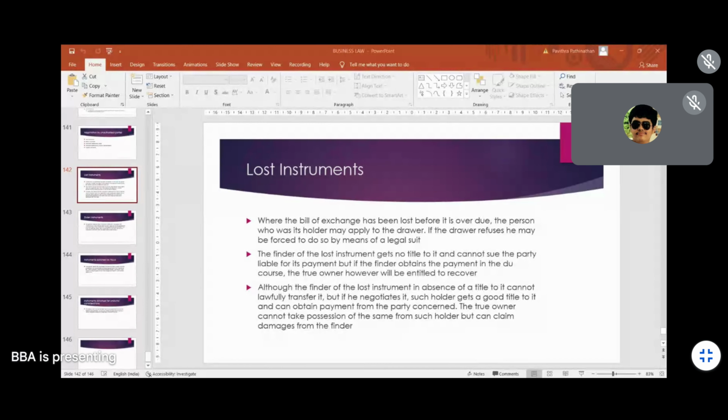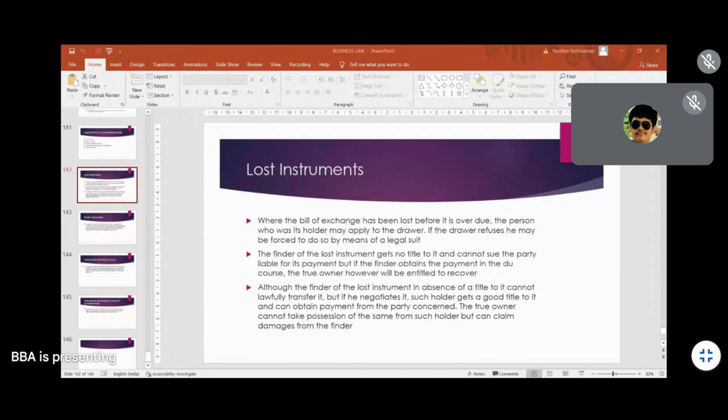Okay, and third, let's say that someone has lost an instrument again, and no one has claimed the instrument, and so the person who found it has transferred this instrument to another person. Instead of keeping it to himself, he has transferred the instrument to another person.